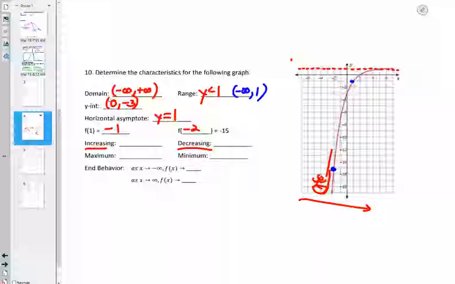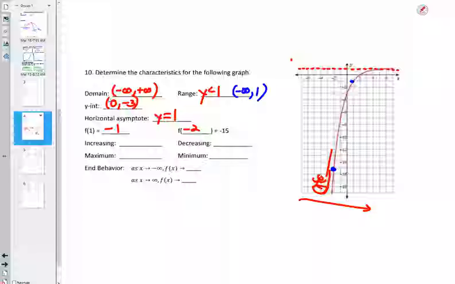But you're always going up. So really, the easiest way I can describe this, assuming that they're asking what I'm assuming that they're asking, is just copy the domain. Since it doesn't change direction, it's either going to be increasing or decreasing over the entire domain.